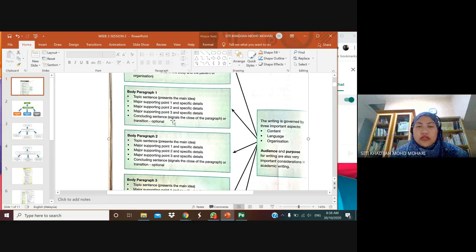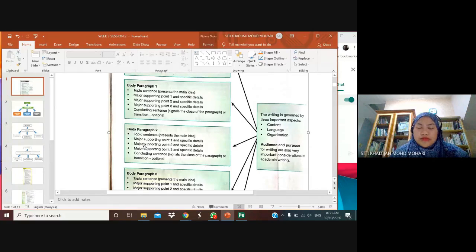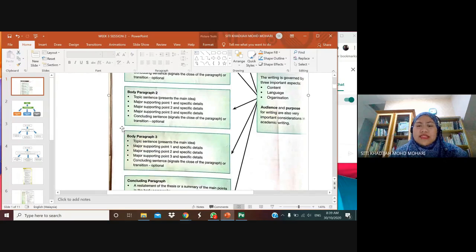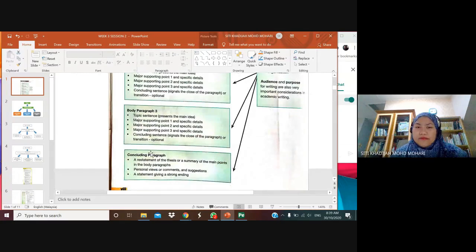We are going to look for the concluding sentence for each body paragraph. If you have two body paragraphs, then you have to have two topic sentences. If you have three body paragraphs, then you have three topic sentences. Last but not least is the concluding paragraph.